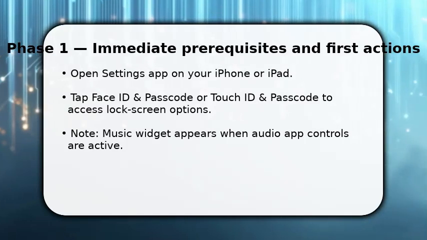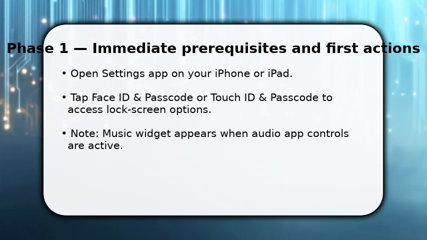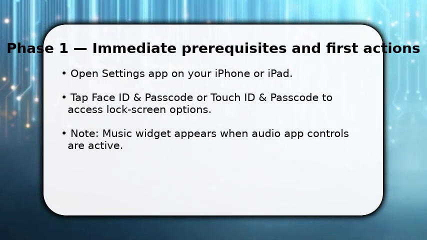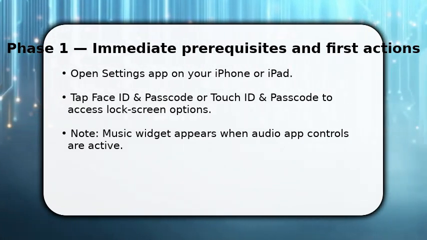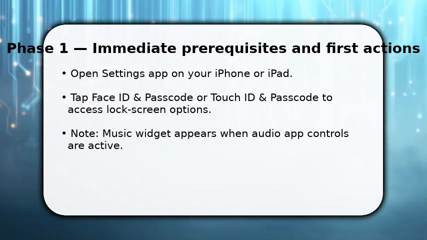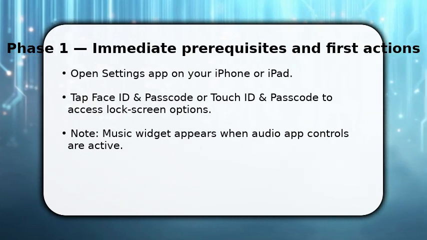You start in Settings to remove the Apple Music lock screen widget. This is where control permissions live. First, tap Face ID and Passcode or Touch ID and Passcode, then Authenticate. Why? Because lock screen media controls are tied to these security settings.